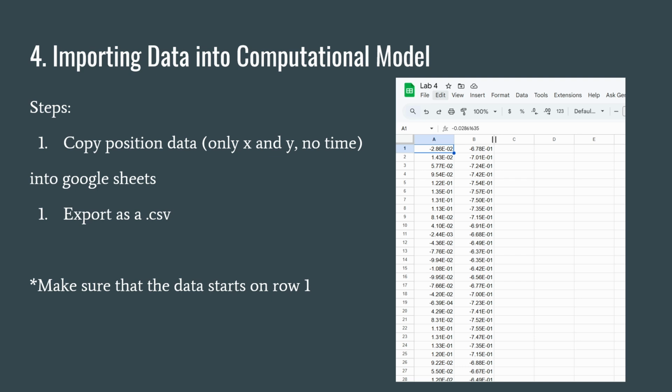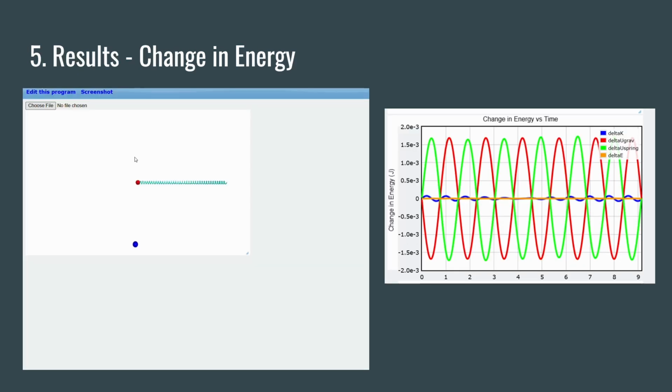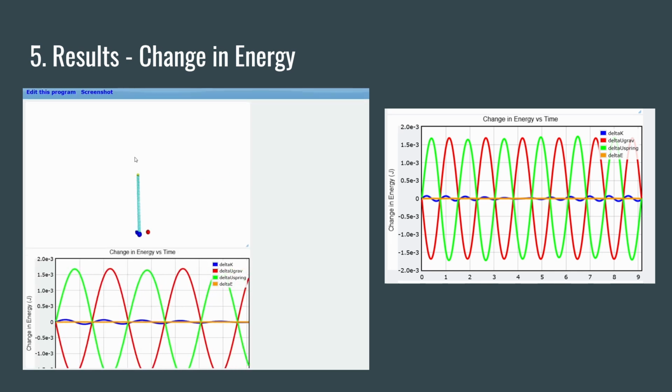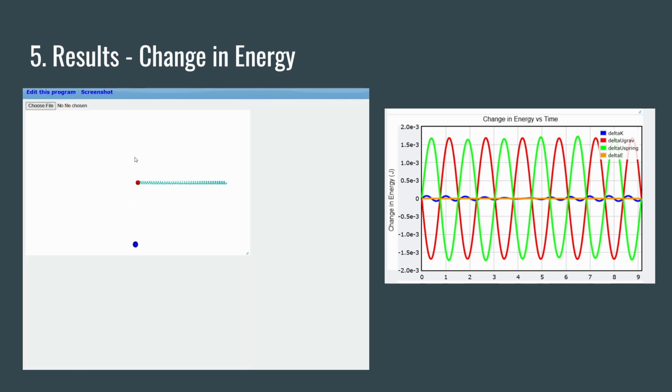Next, you import your data into your computational model, which is basically putting all of this data into an Excel spreadsheet, only X and Y, no time, and don't include any labels. Then export it as a .csv, and make sure that the data starts on row 1 or it won't work. Next, you select the file you want to use, that Excel file, and when you run it, it looks like this. And that basically means it ran correctly.